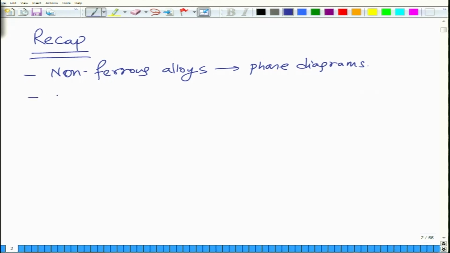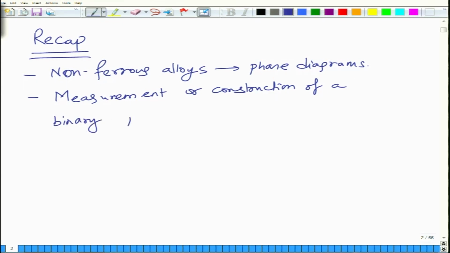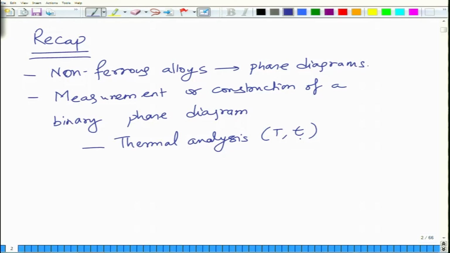In the last lecture we basically looked at measurement or construction of a phase diagram, basically by experimental means. So the tools to do that: one is to carry out the thermal analysis, which is basically drawing time versus temperature plots for various compositions, and then stitch together the points representing start and end of solidification or melting.